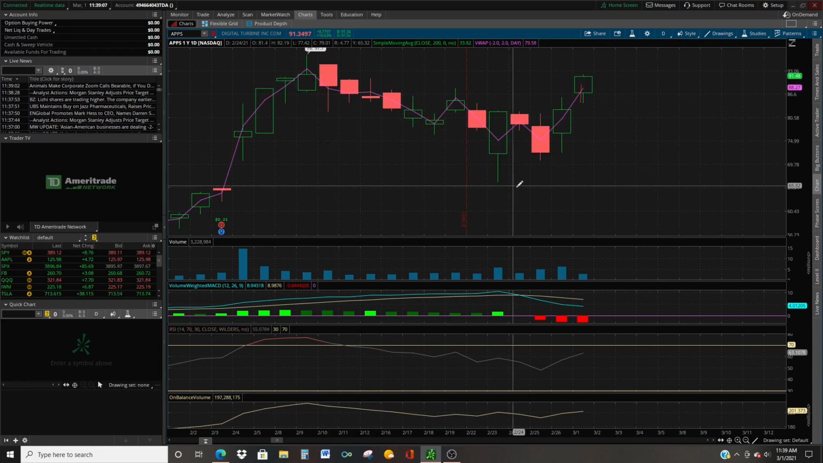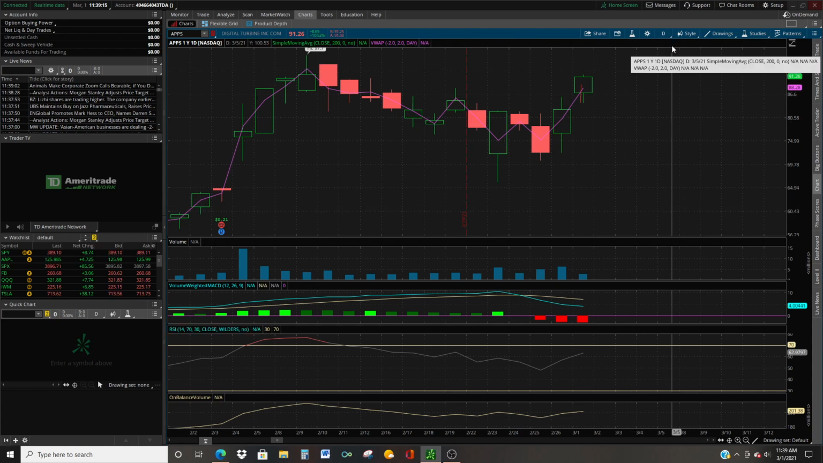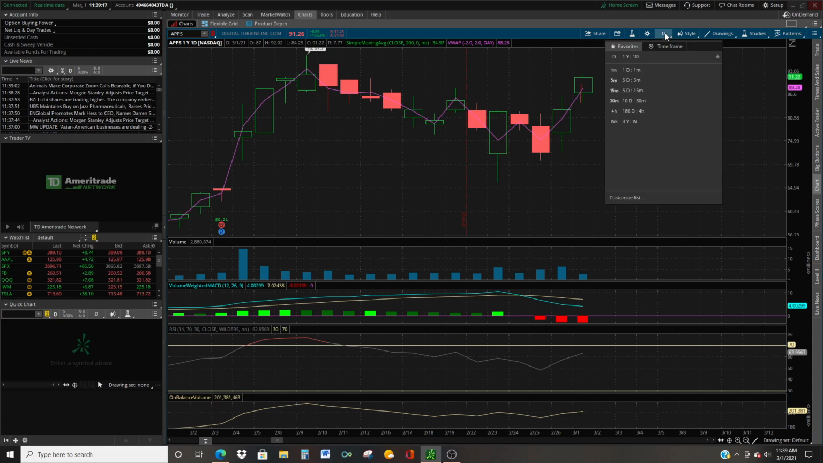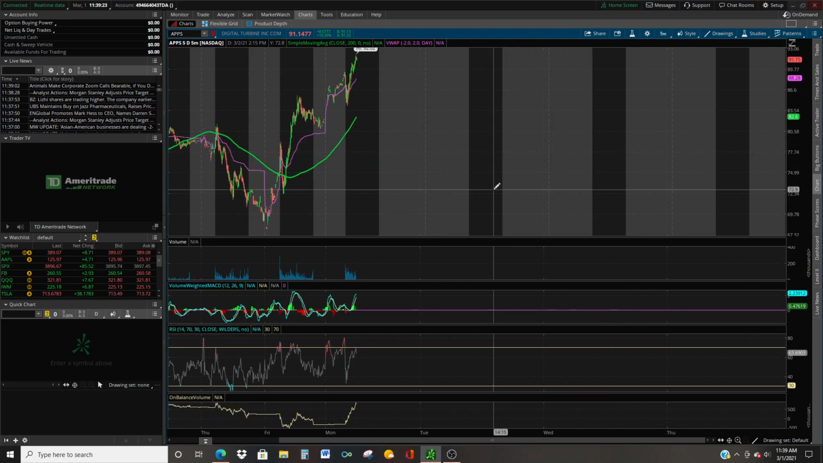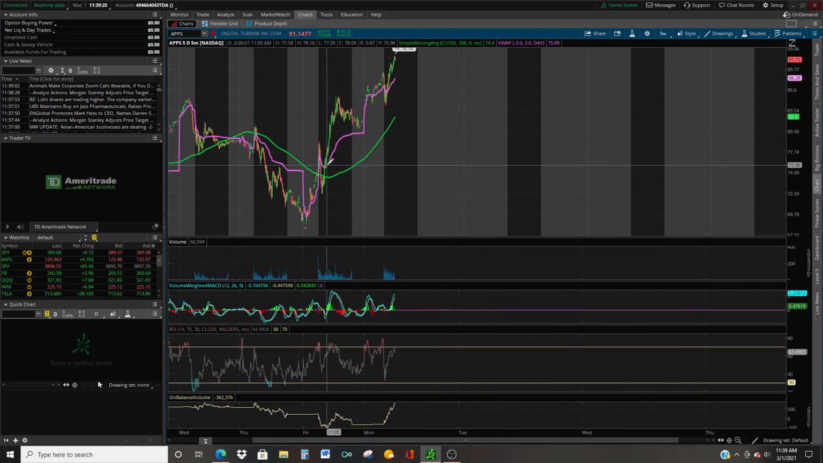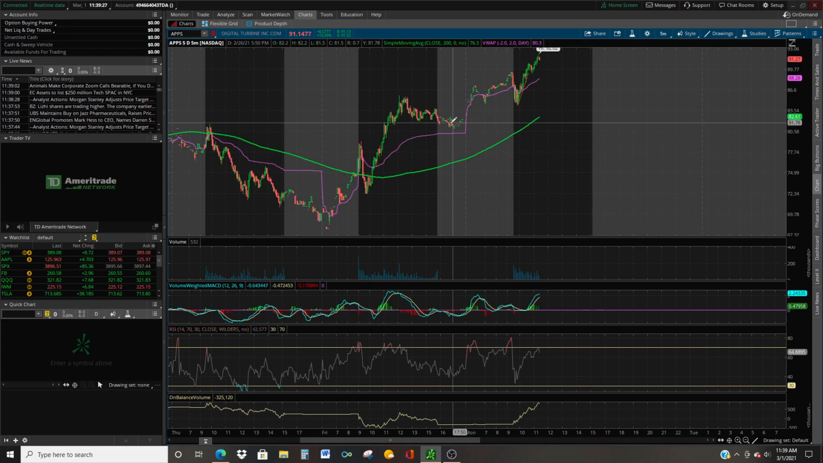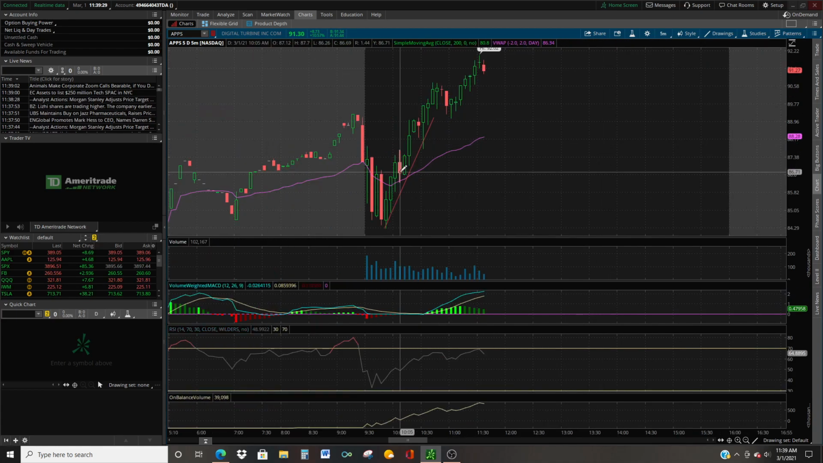This is the daily, but I look for those kind of setups on smaller time frames, like 5 minute and even 1 minute setups. But yeah, I got in here. Let's go to the 5 minute. I got in here at 10:17 at 87.50.